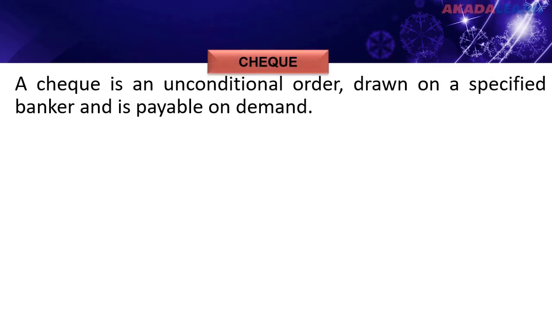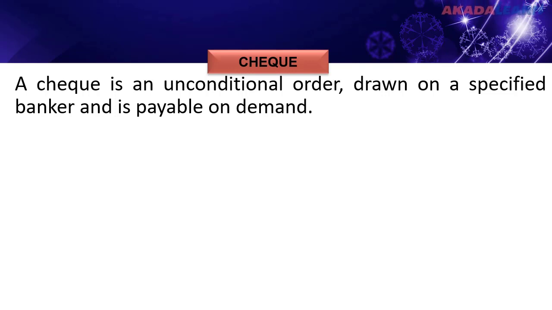Alright, the next credit facility we're looking at is check. A check is an unconditional order drawn on a specific banker and is payable on demand. A check is also a draft directing a bank to pay money to a named person or entity. It is usually issued to current account holders.